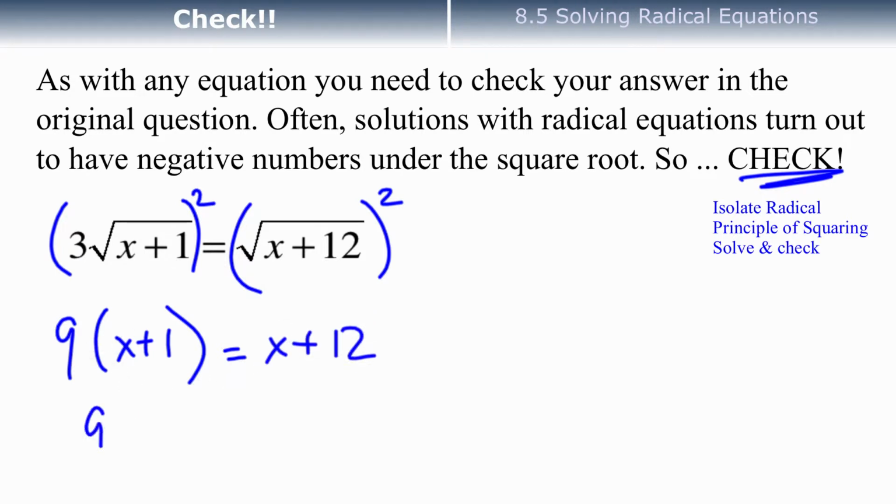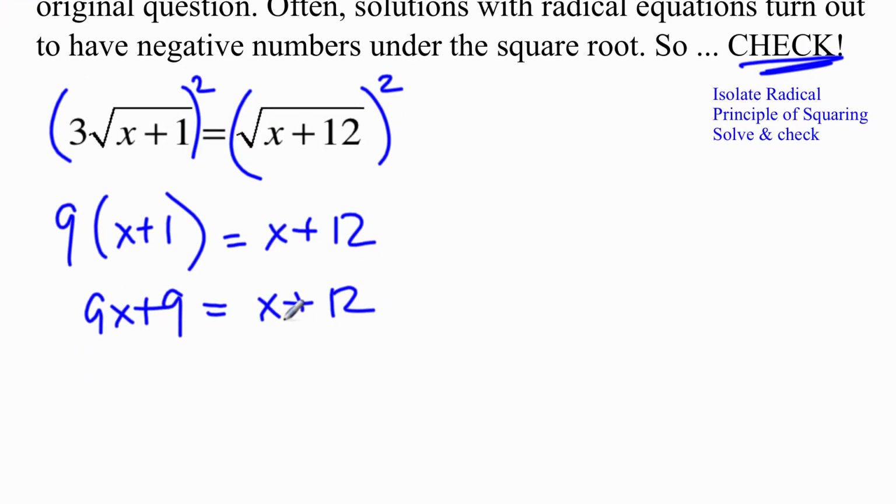Okay, let's use the distributive property. 9x plus 9 equals x plus 12. Now let's bring the x over here and subtract it. That'll be 8x. And let's take the 9 over there and subtract it. So that would be 3. 12 take away 9, yeah, that's 3. Now, divide both sides by 8. So this will be x is equal to 3 over 8.